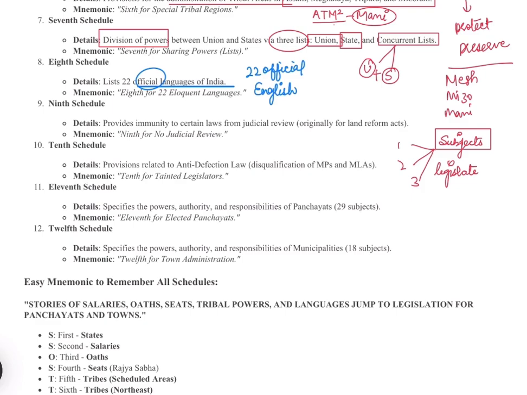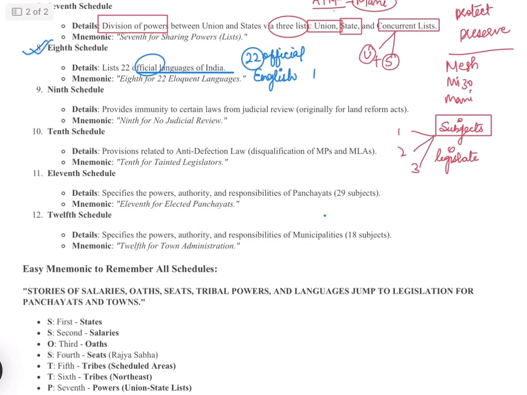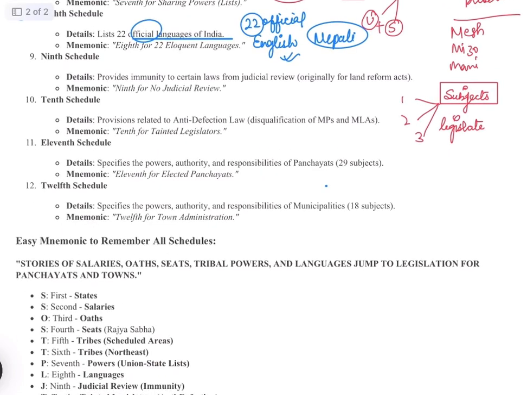When I come up with another video, I'll talk about this schedule in detail, because the 22 official languages haven't come originally, they have been added through amendments, so that we need to know. Can you imagine that Nepali is a language which is under the 8th schedule, but English is not there? So this is a very unusual exception. Next one is the ninth schedule. It provides immunity to certain laws from judicial review.